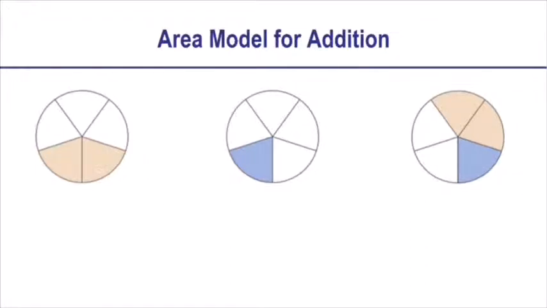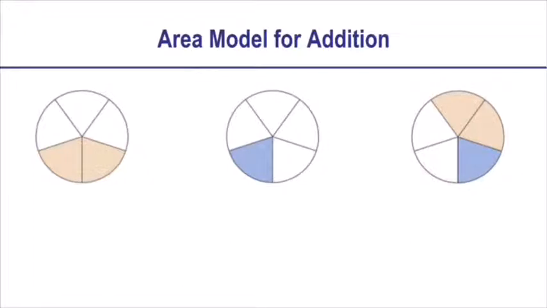So if you give them a chance to see how it works in a concrete model, they'll understand why the bottom number has to stay the same, and then they won't have to remember it or memorize it. It will just make sense to them. And that way, that's really learning. So that's understanding, and that's what we want. We don't want students to memorize rules. We want to develop their understanding. So let's look at this area model for addition.